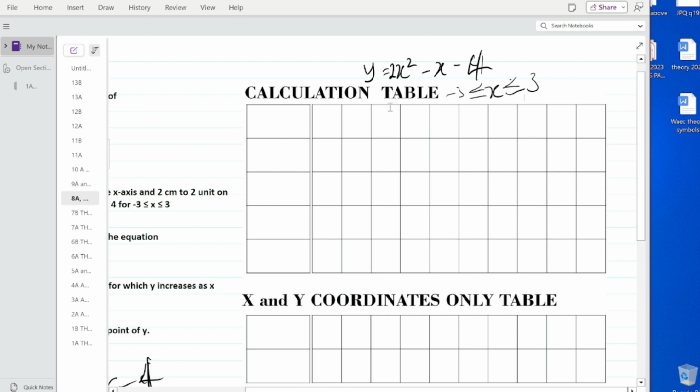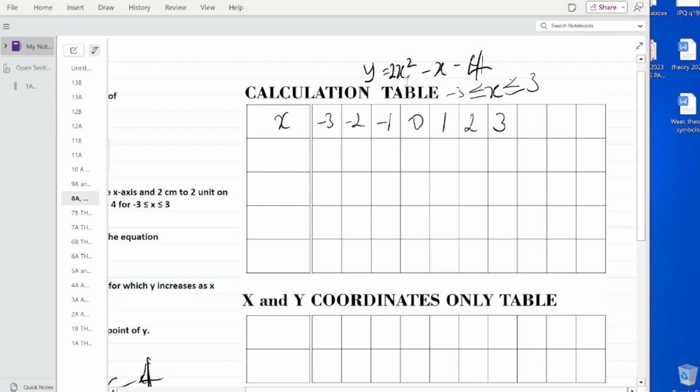For those who are not used to the table method, you can actually learn it today. And our equation is y equals 2x squared minus x minus 4. And the range for x is minus 3 included to 3. So we can first write our x here. We write our range as minus 3, minus 2, minus 1, 0, 1, 2, 3.